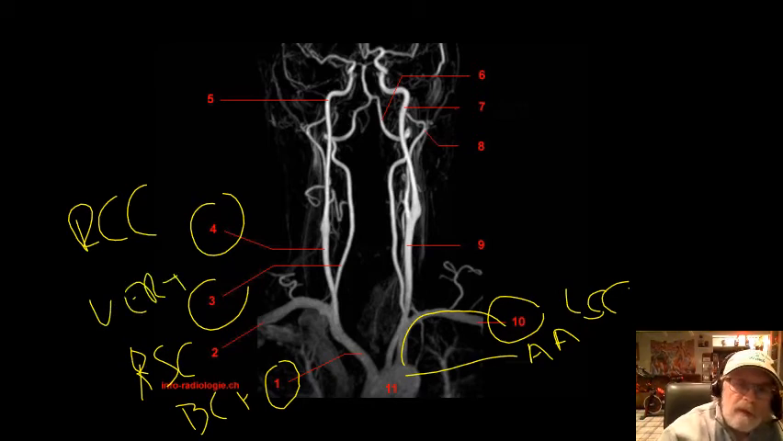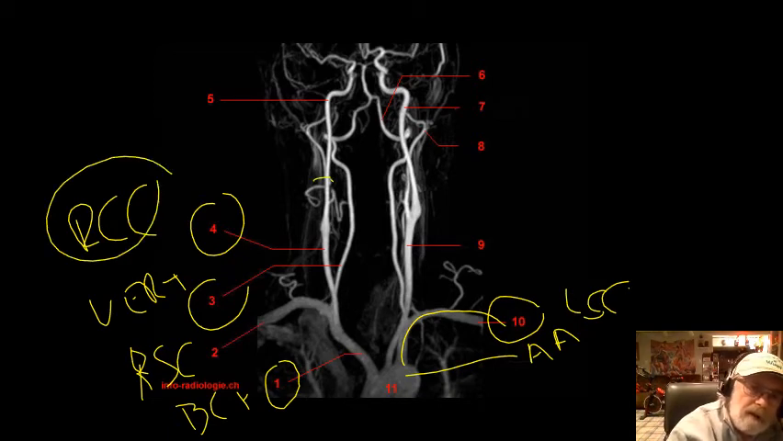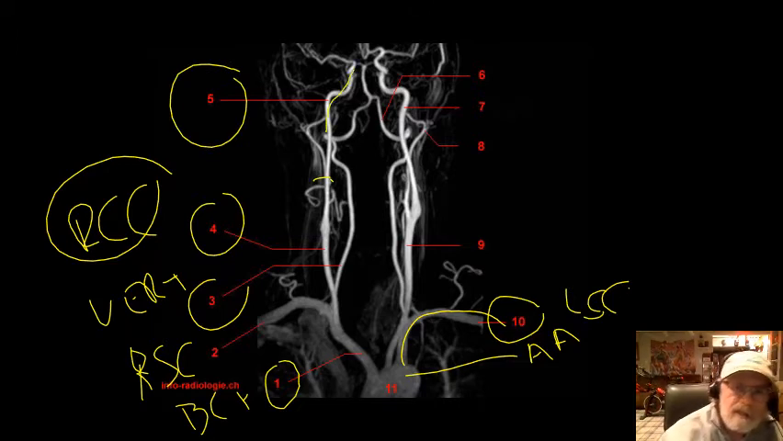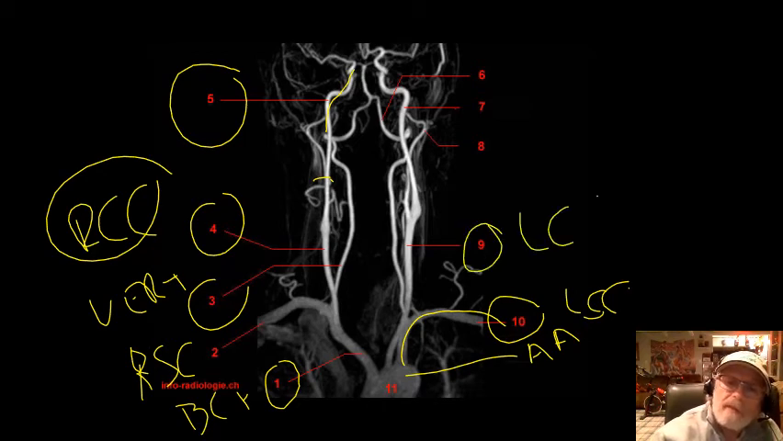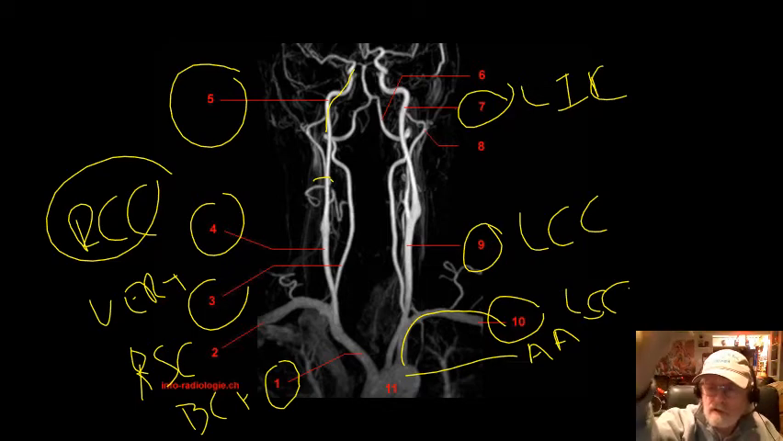At this point, up in here, the right common carotid is going to divide into an internal carotid, which is five. Here's my internal carotid, which is going to go inside the skull through that carotid canal, which we talked about, at the base of the skull. I like how everything comes back. Here's my number nine, my left common carotid, and up in here would be my left internal carotid, because the internal carotid is going to go inside the skull. My external carotid supplies most of my face and some part of my neck.